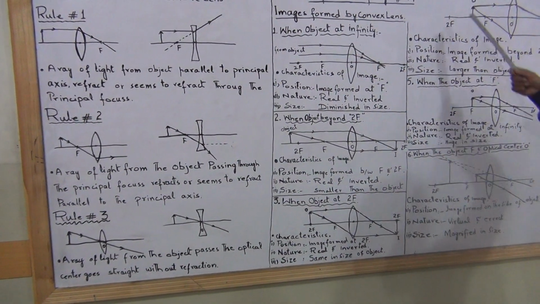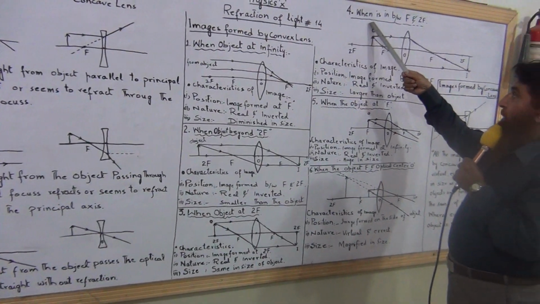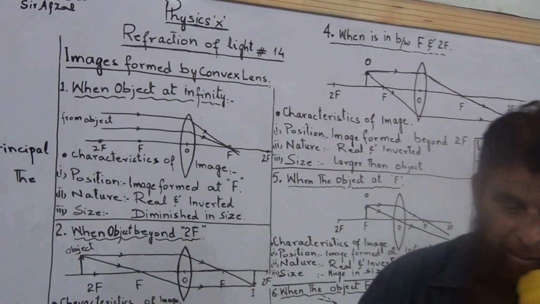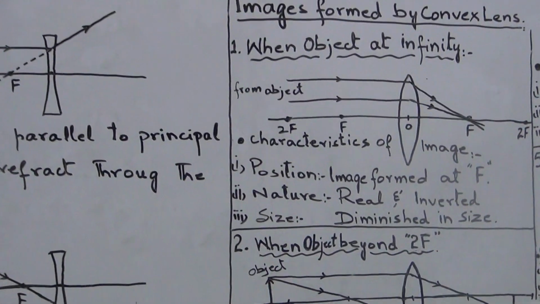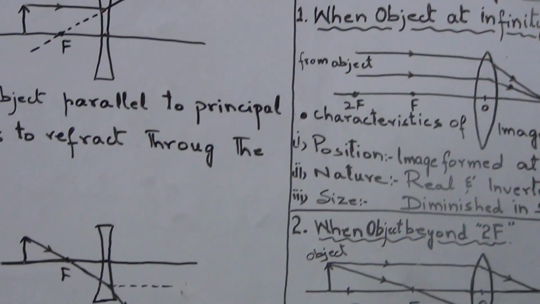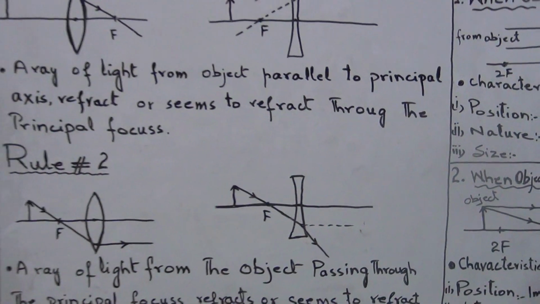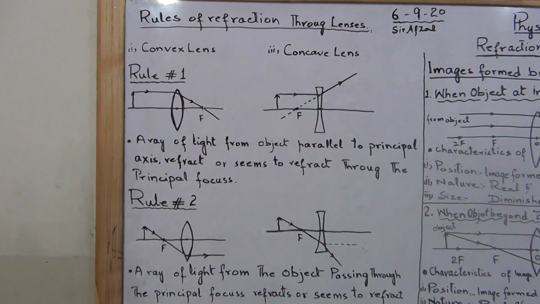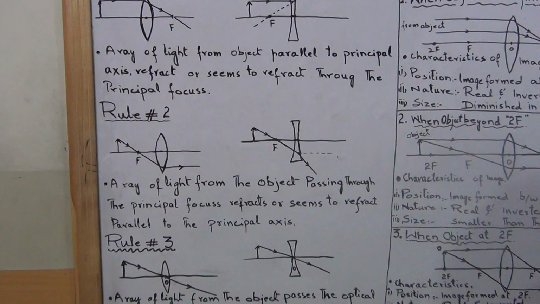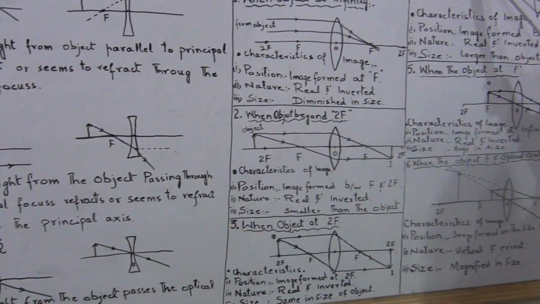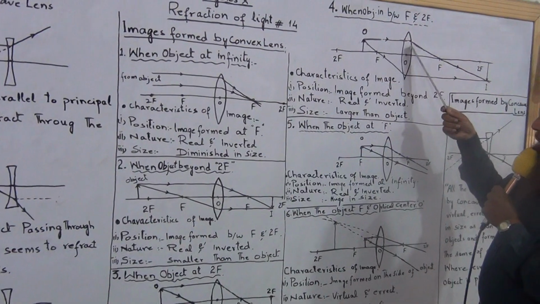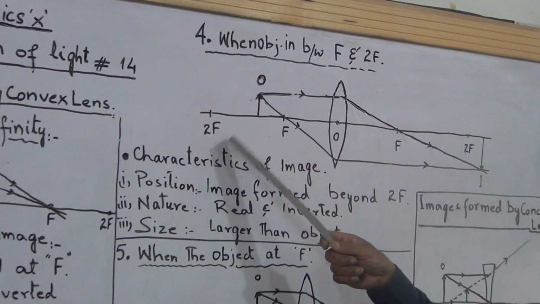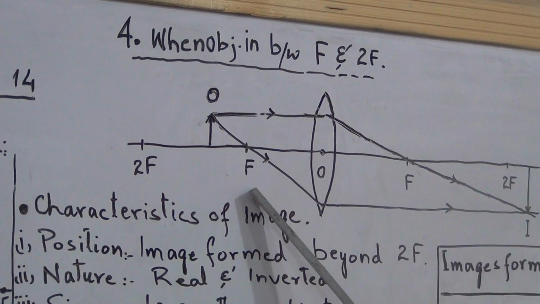Now come to the fourth case, when the object is in between f and 2f. Here we write object is in between f and 2f. We are bringing the object closer to the lens. First it was at 2f, now it is in between 2f and f.